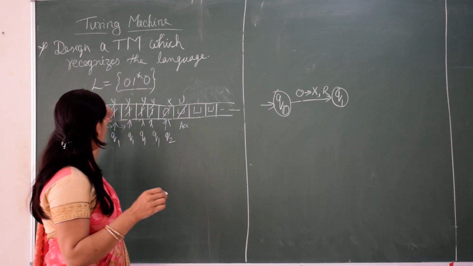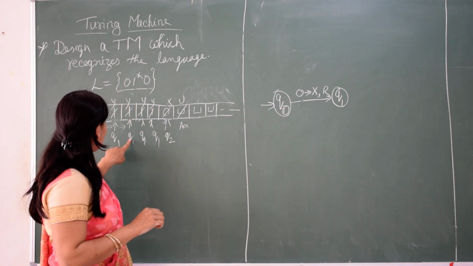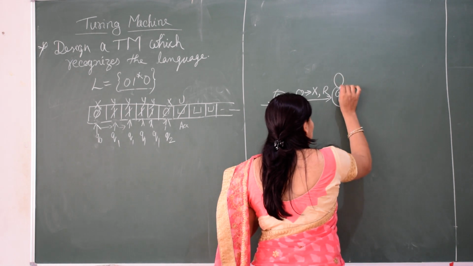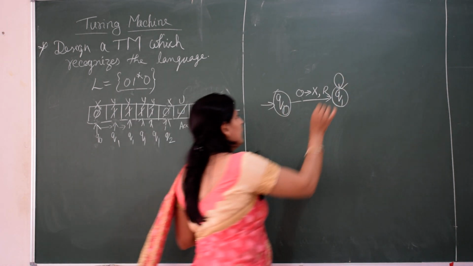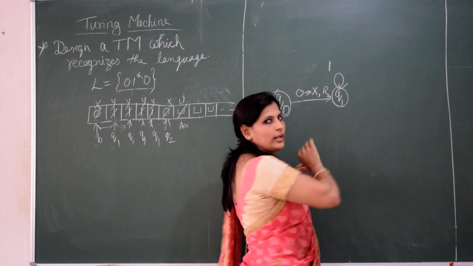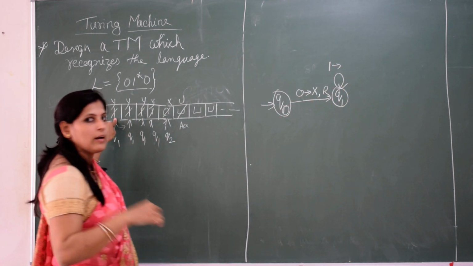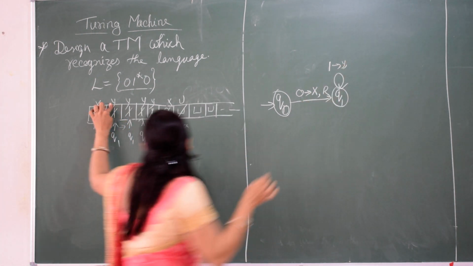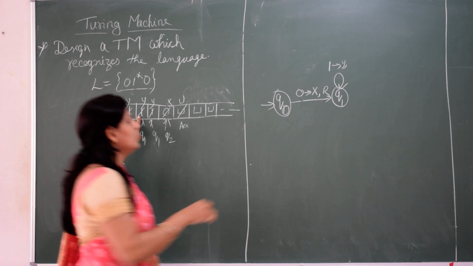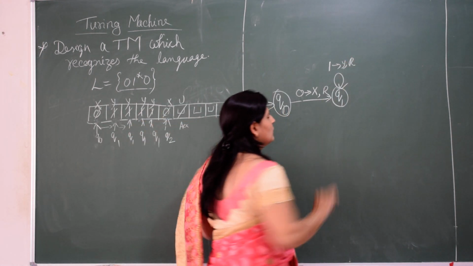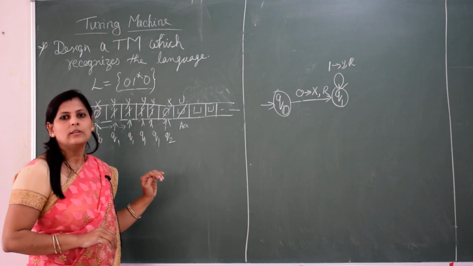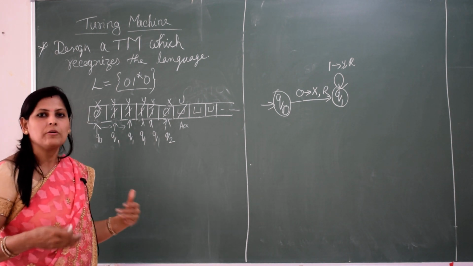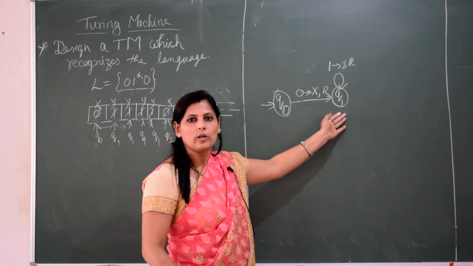Now again we'll move, and we'll be at the Q1 state only. We are performing the same task, so we are at Q1 only. By reading 1, we updated it to Y, and we moved right. How many times? N number of times. Right now we have only 4 ones. If 10 ones also come, it is the same operation, and since we are performing the same operation, we are on the same state.